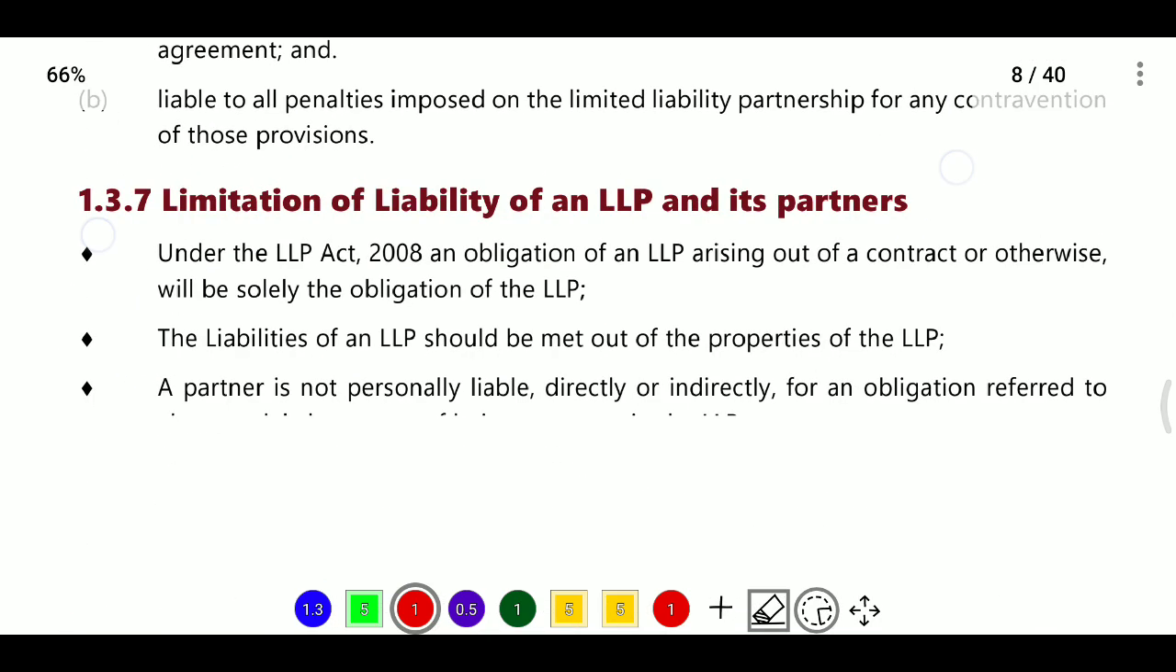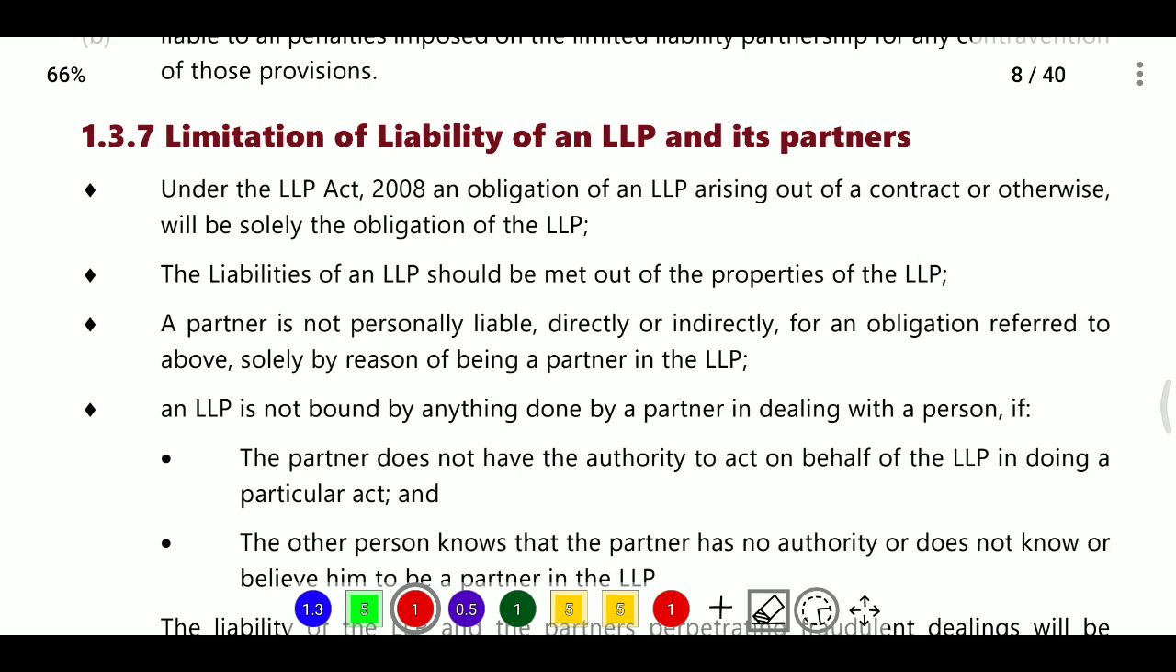Now, what is the limitation of liability of an LLP and its partners? Partners' liability in an LLP is limited to their agreed contribution to the LLP. So whatever they have agreed to contribute, only that much is their liability, except in case of fraud or wrongful act. For example, if Jet Consulting LLP incurs some debt of 10 lakh and each partner contributes 2 lakhs, their liability is limited to this amount, provided there is no fraud involved.